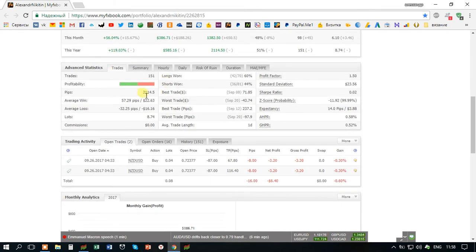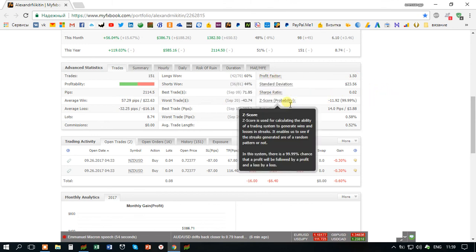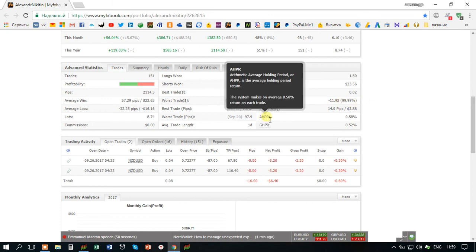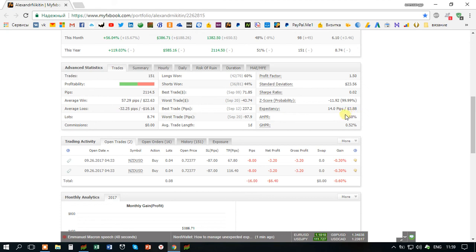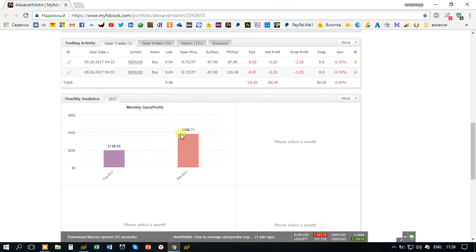Pretty nice. It counts the pips that I have generated. So the total amount of pips is 2K and 11. It also does some calculations that manual MetaTrader doesn't do. For example, this z-score probability and this arithmetic PR that says that I will on average do 58% on a trade. And it does the monthly gain profit.